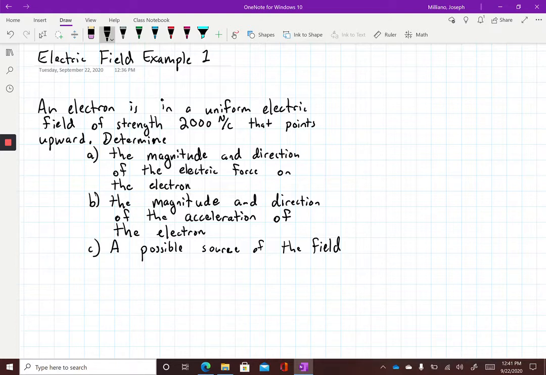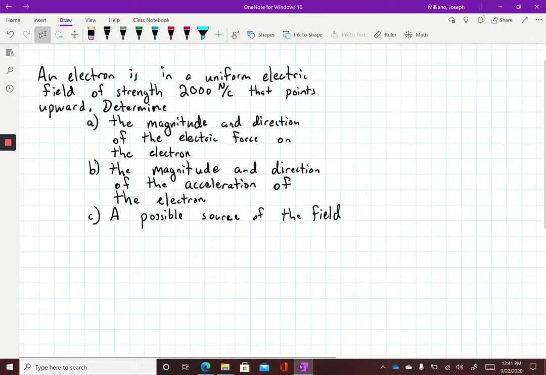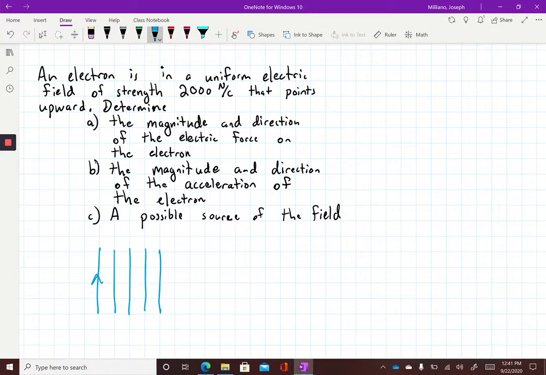I'm going to sketch the scenario first. We have a uniform electric field, so it's going to be evenly spaced field lines. I'll use my grid here to help out with that, and it points upwards. And we're going to put an electron in that field. E minus, there we go. There's that electron in our uniform field.